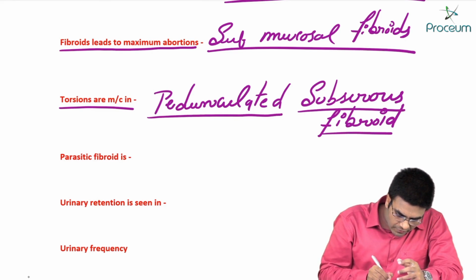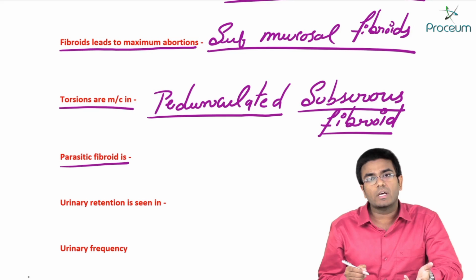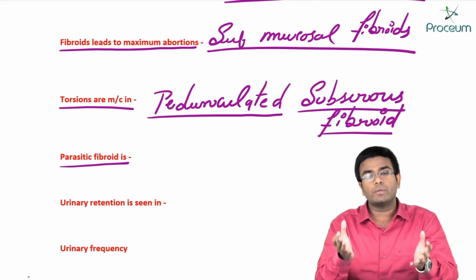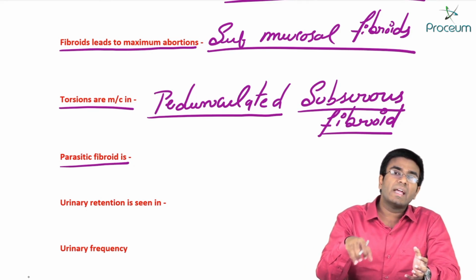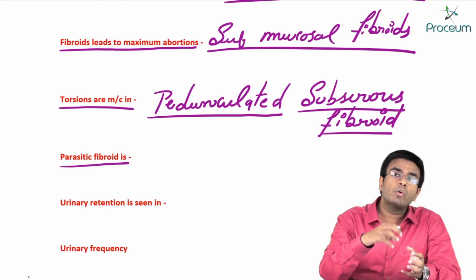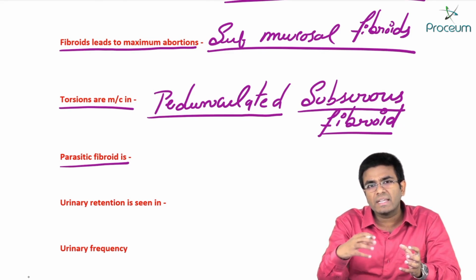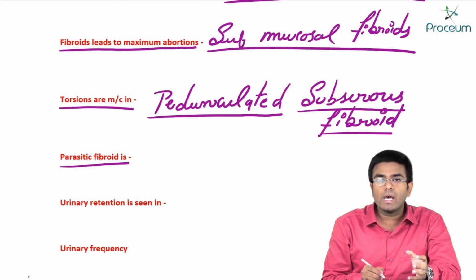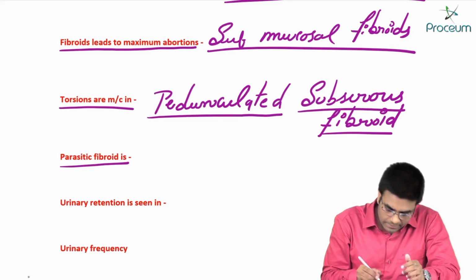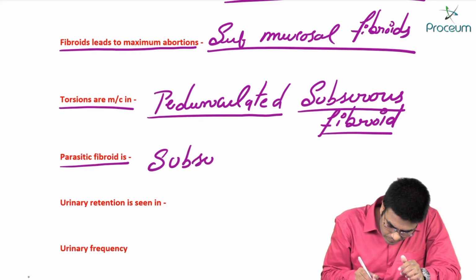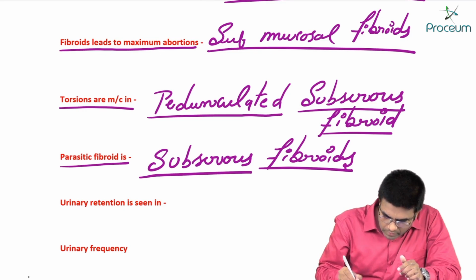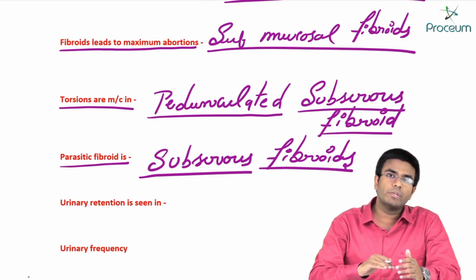Now, parasitic fibroids are wandering fibroids. As subserous fibroids are outside the uterus, they can dangle over and grow, and just like a parasite, they are invading. So parasitic fibroids, the wandering fibroids, are subserous fibroids, which are growing outside the uterus.